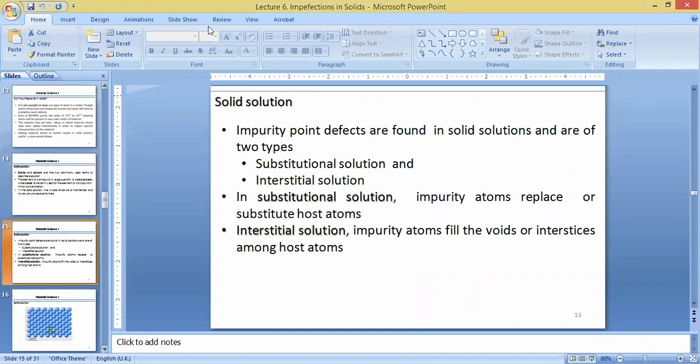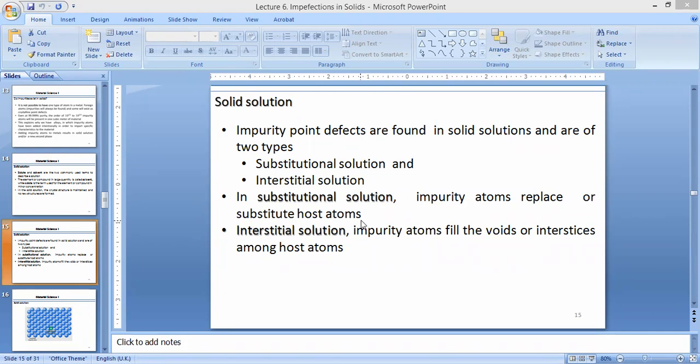Okay, so we move on. Impurity defects are found in solid solutions and are of two types. You have the substitutional solution and the interstitial solution. In the substitutional solution, impurity atoms replace or substitute host atoms.